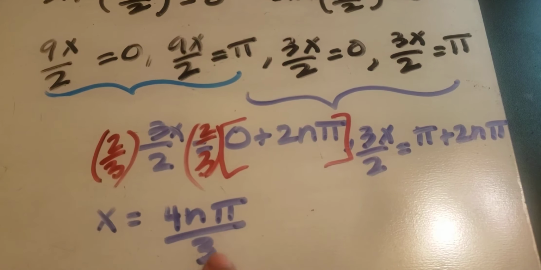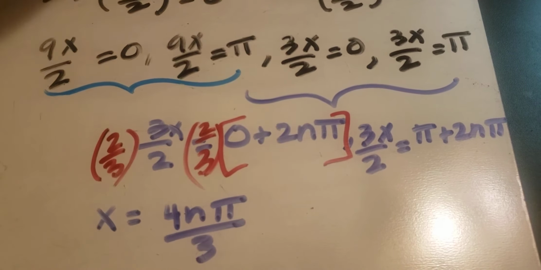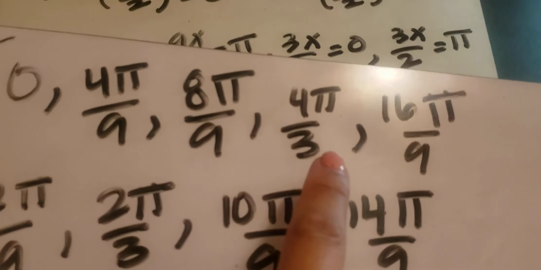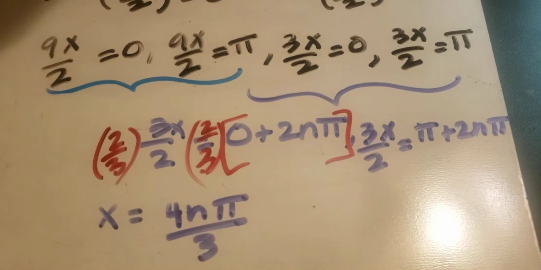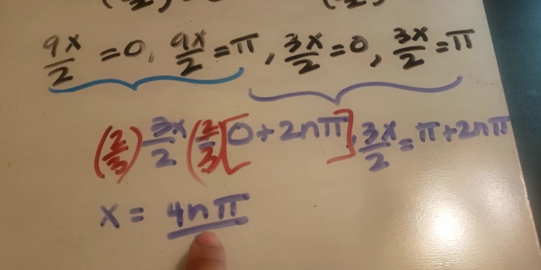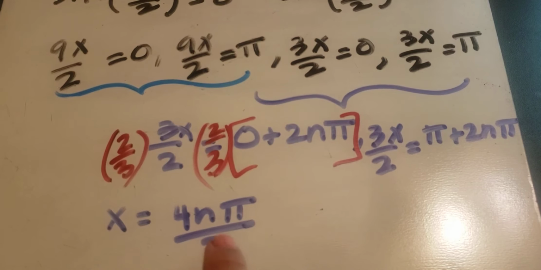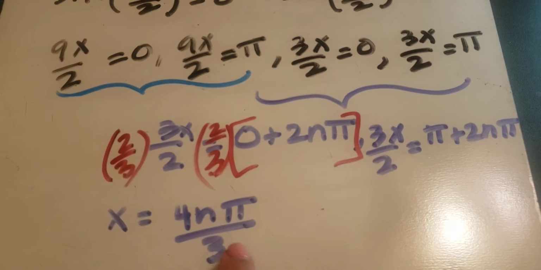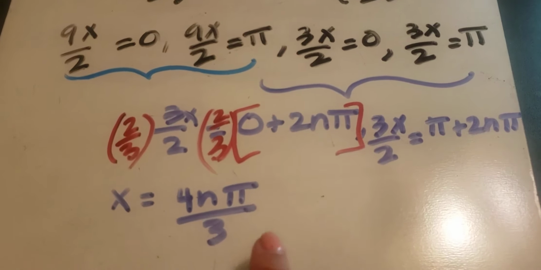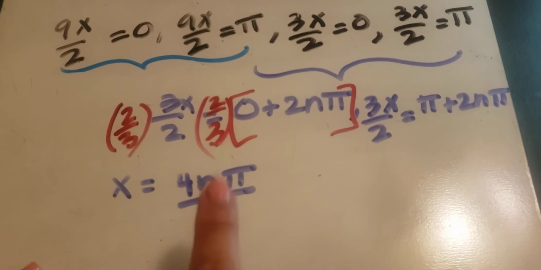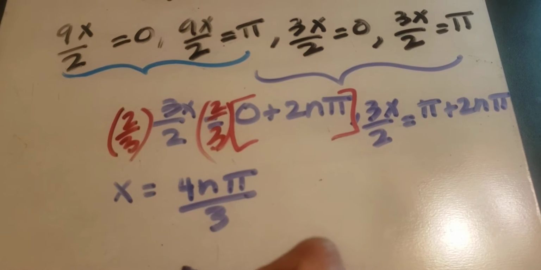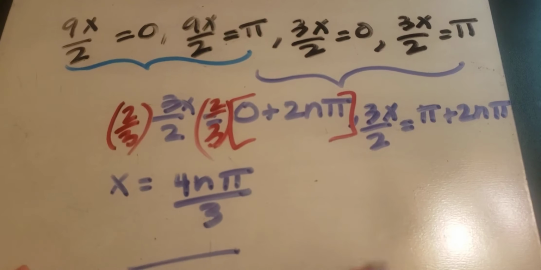When n is 1, we get 4 pi over 3. But guess what? That was already one of our solutions. When n is 2, we get 8 pi over 3, and 8 pi over 3 is already past 2 pi. So basically, the two solutions that this gave us, we already had. So we don't have to find any more, and we're done with this one.